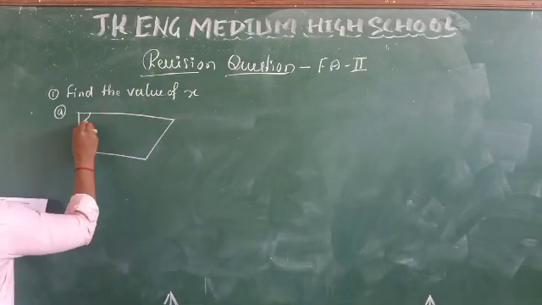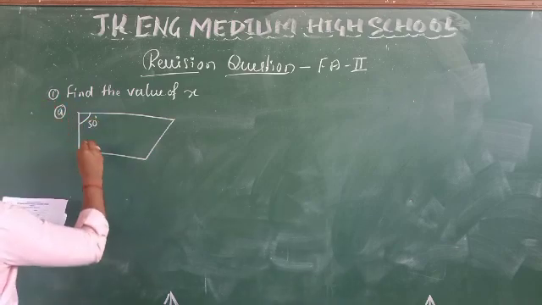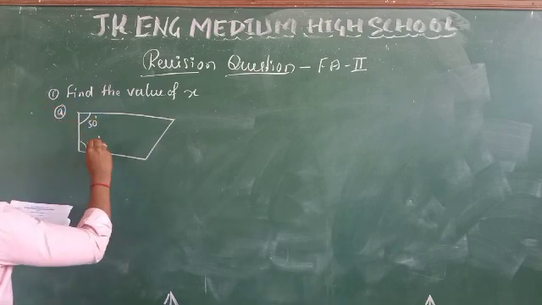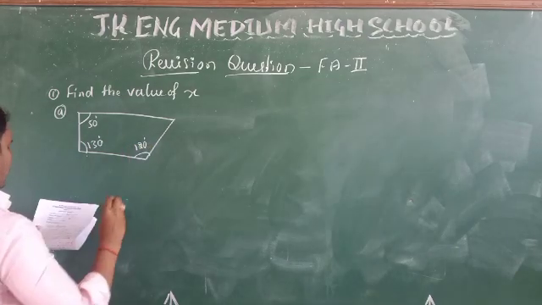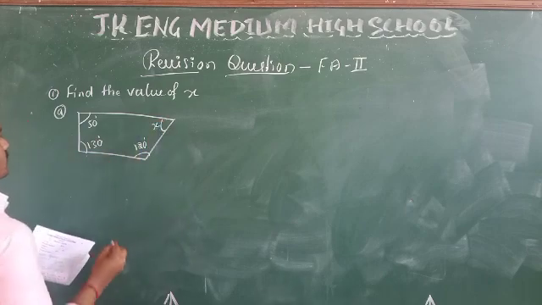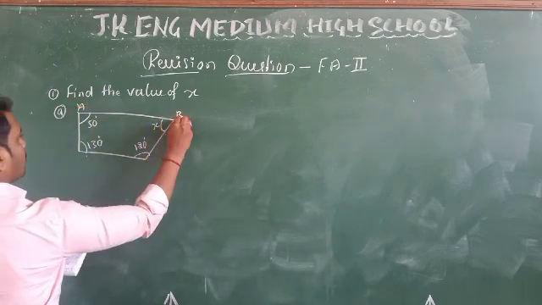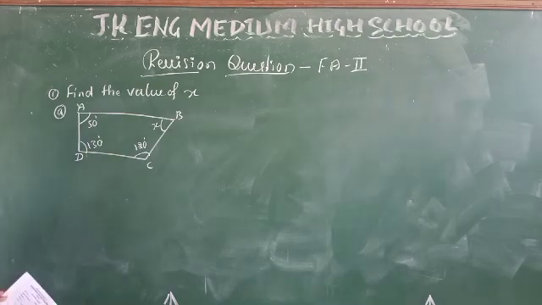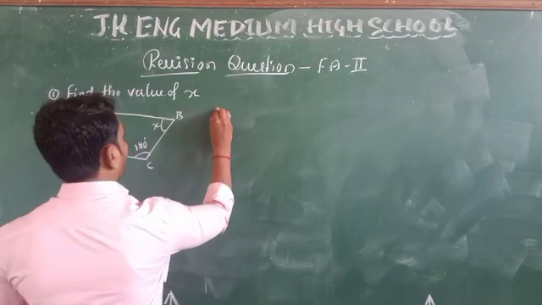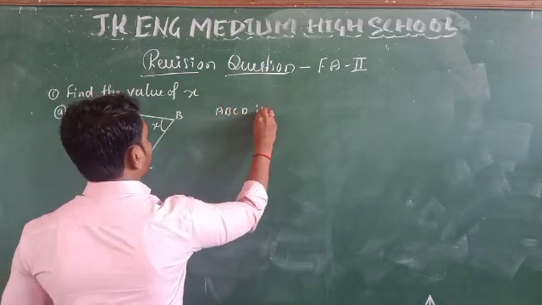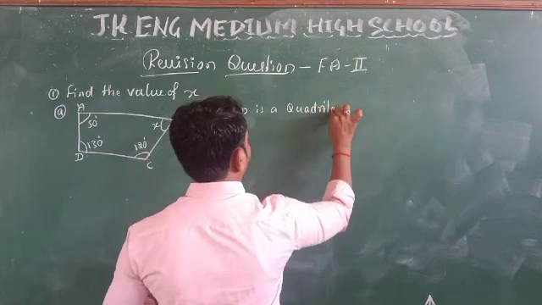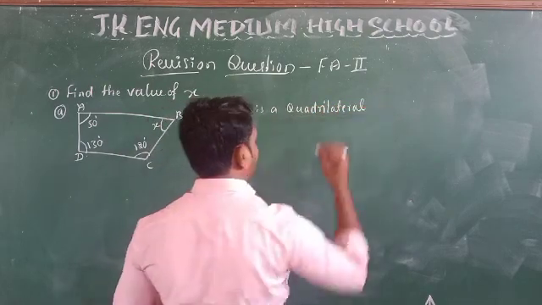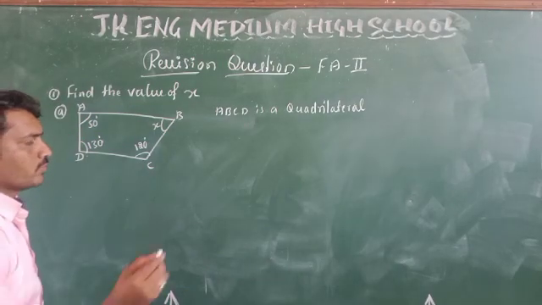Okay, 50 degree, 150 degree, 120 degree, and this is x. So A, B, C and D. Correct? So what to do? A, B, C, D is now what? Quadrilateral. So what will you do? We use the formula.